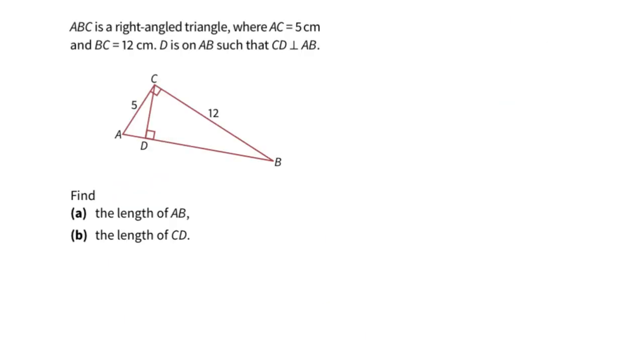Hello everyone, welcome to this video where we are given triangle ABC is a right angle triangle, 5 and 12, and the point D is on the line AB such that CD is perpendicular to the line AB. Find the length of AB.